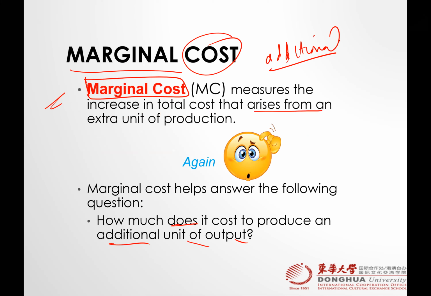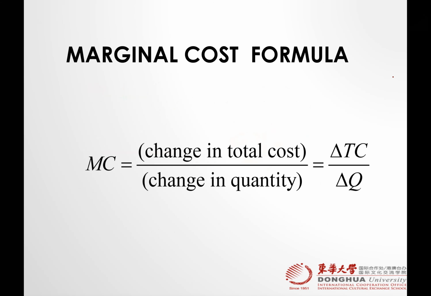Right? Additional cost of producing one more unit. Simple. Right? So what is the formula? Formula for marginal cost is equal to change in total cost divided by change in quantity.